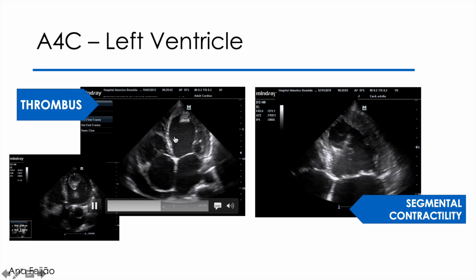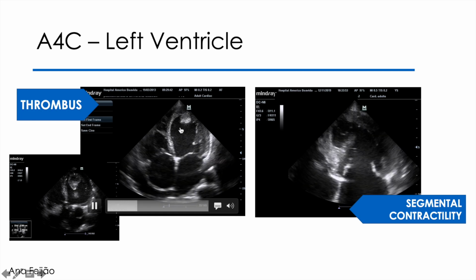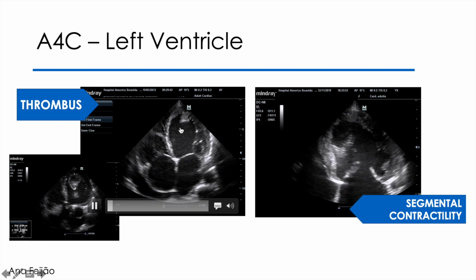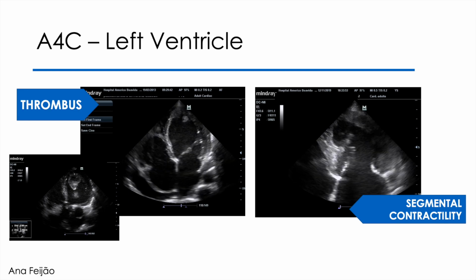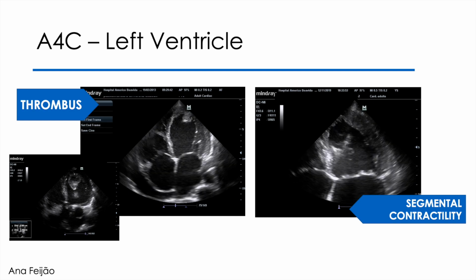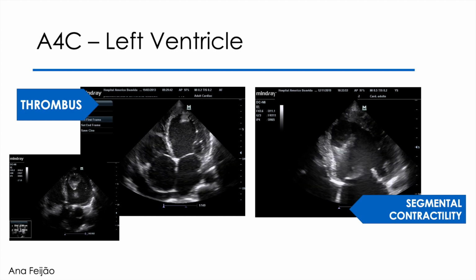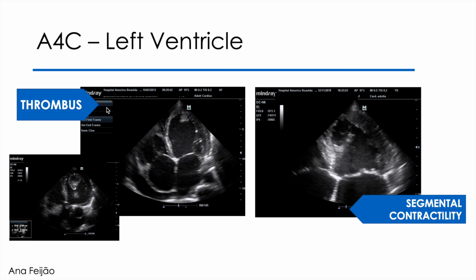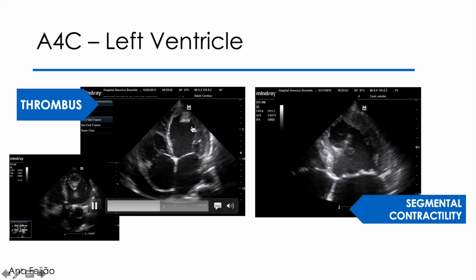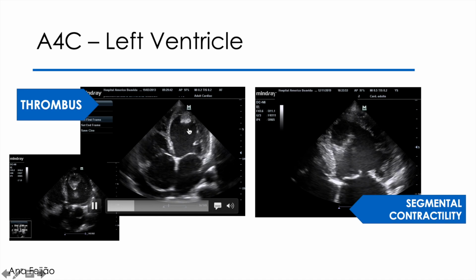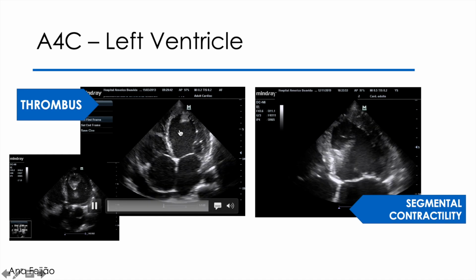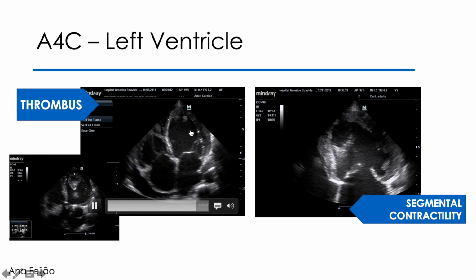if it has flow inside it, and to have a three-dimensional perception of the dimensions of the mass through other incidences. In this example, we can see an echogenic image at the level of the apical segments with defined contours, without exaggerated mobility, adherent to the ventricular wall.